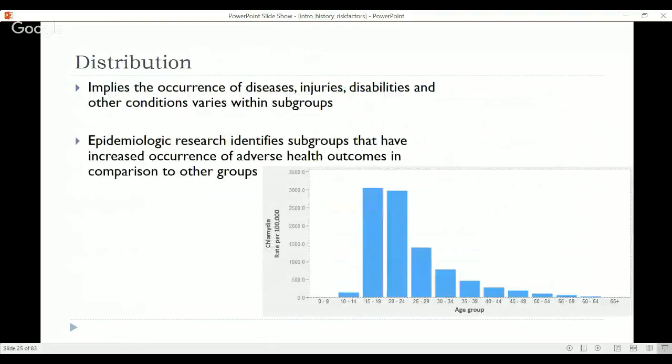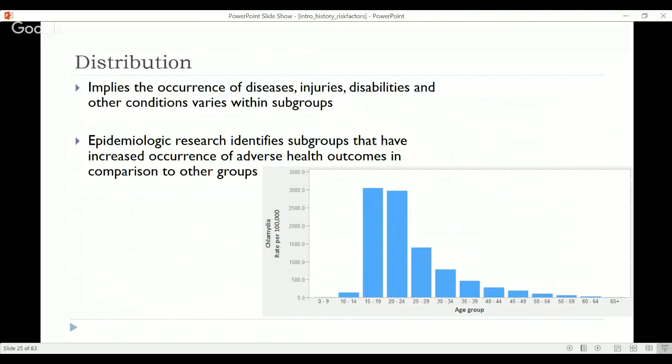All right, so distribution. Distribution just implies that the occurrence of disease, injuries, disabilities, and other conditions varies with subgroup. So epidemiologists are often identifying subgroups that have increased occurrence of adverse health outcomes in comparison to other groups.